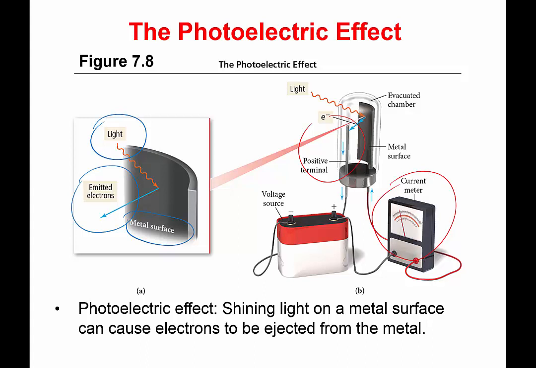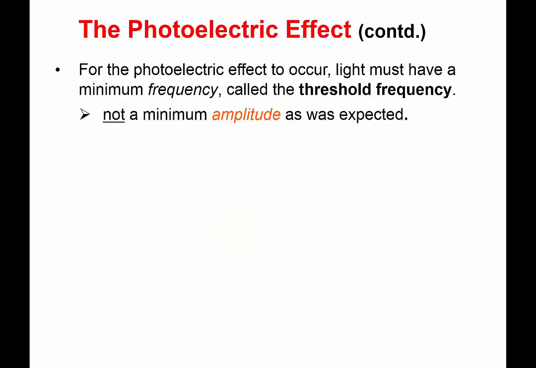Now it made sense that light could have enough energy to remove an electron from a metal surface, but what was confusing about the photoelectric effect is that it was found that in order for it to occur, the light had to have a certain minimum frequency. That was known as the threshold frequency. So if the frequency was above a certain amount, the photoelectric effect would occur, and if it was below that amount, it would not occur. And this was not what was expected.